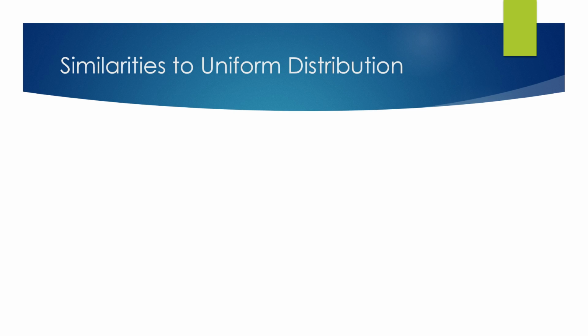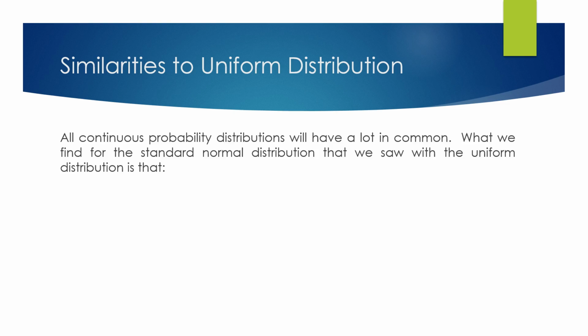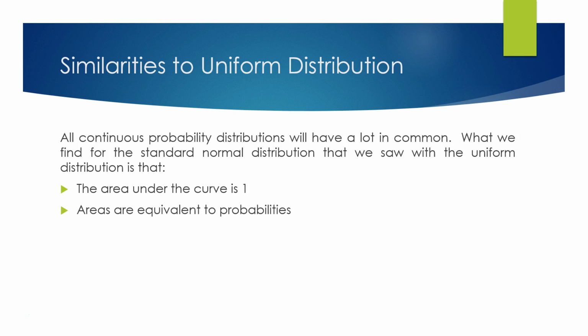So to emphasize the similarities that we'll see to the uniform distribution, first of all, continuous probability distributions will have a lot of these things in common. But what we'll find that we can connect to the uniform distribution is that the area under the curve is 1, meaning it represents 100% of the total outcomes. Areas and probabilities are equivalent, and the bottom axis is a number line. Besides the fact that they're continuous, that's kind of implied when they're both continuous distributions.